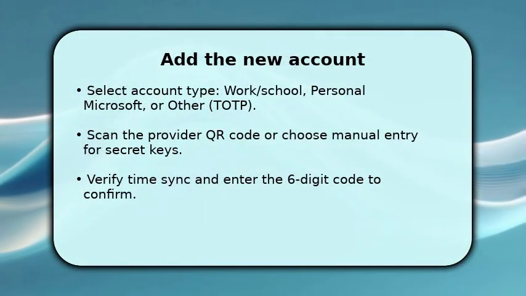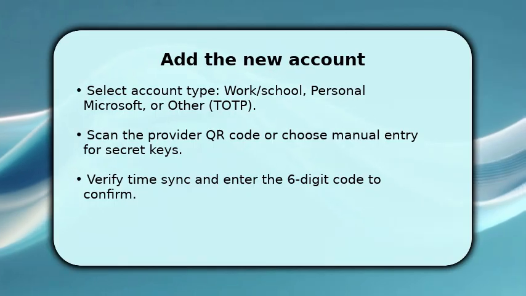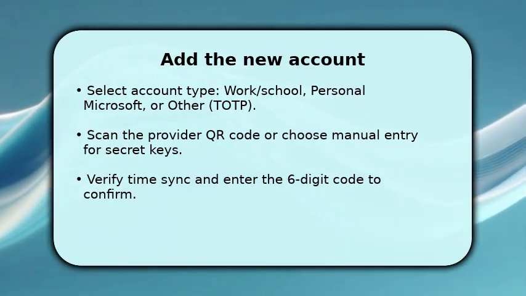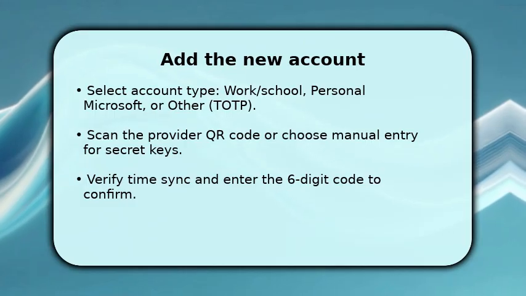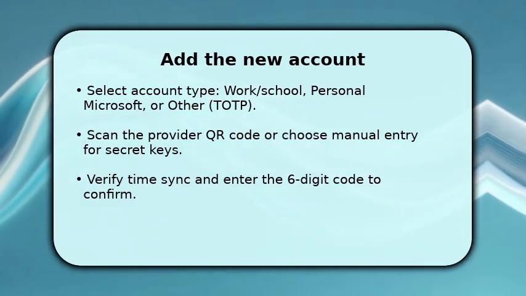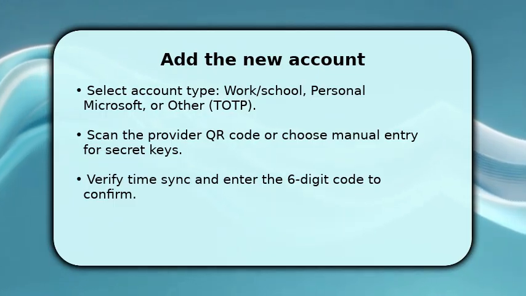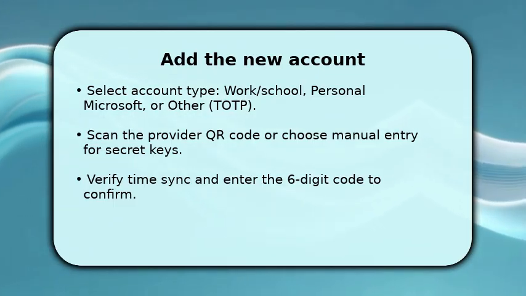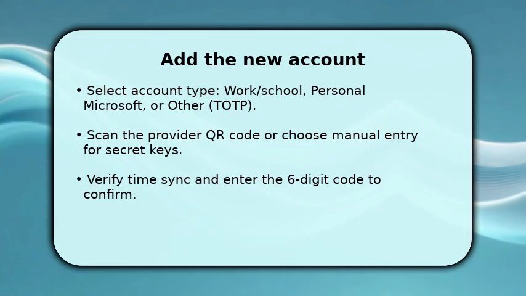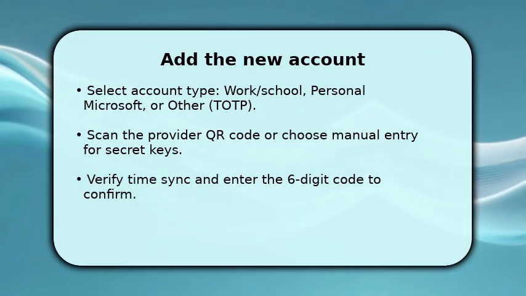You'll pick the account type next: work/school, Microsoft Personal, or other top services, and then scan the QR code provided by the website. If a QR isn't available, choose manual entry and paste the secret key exactly. Once scanned or entered, the app creates a 6-digit rotating code. Enter that code back into the service to verify.